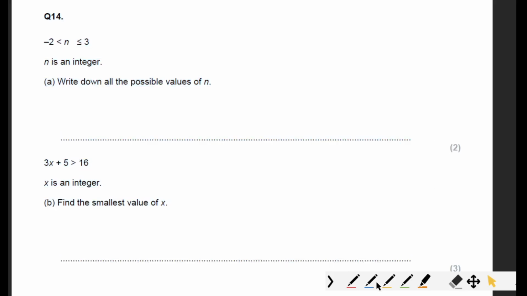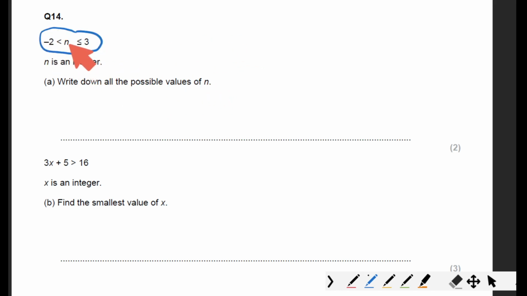Question 14. Inequality questions. N is an integer. Okay, a whole number. Write down all the possible values of those whole numbers for the n. So what does that mean? What does this thing over here mean?